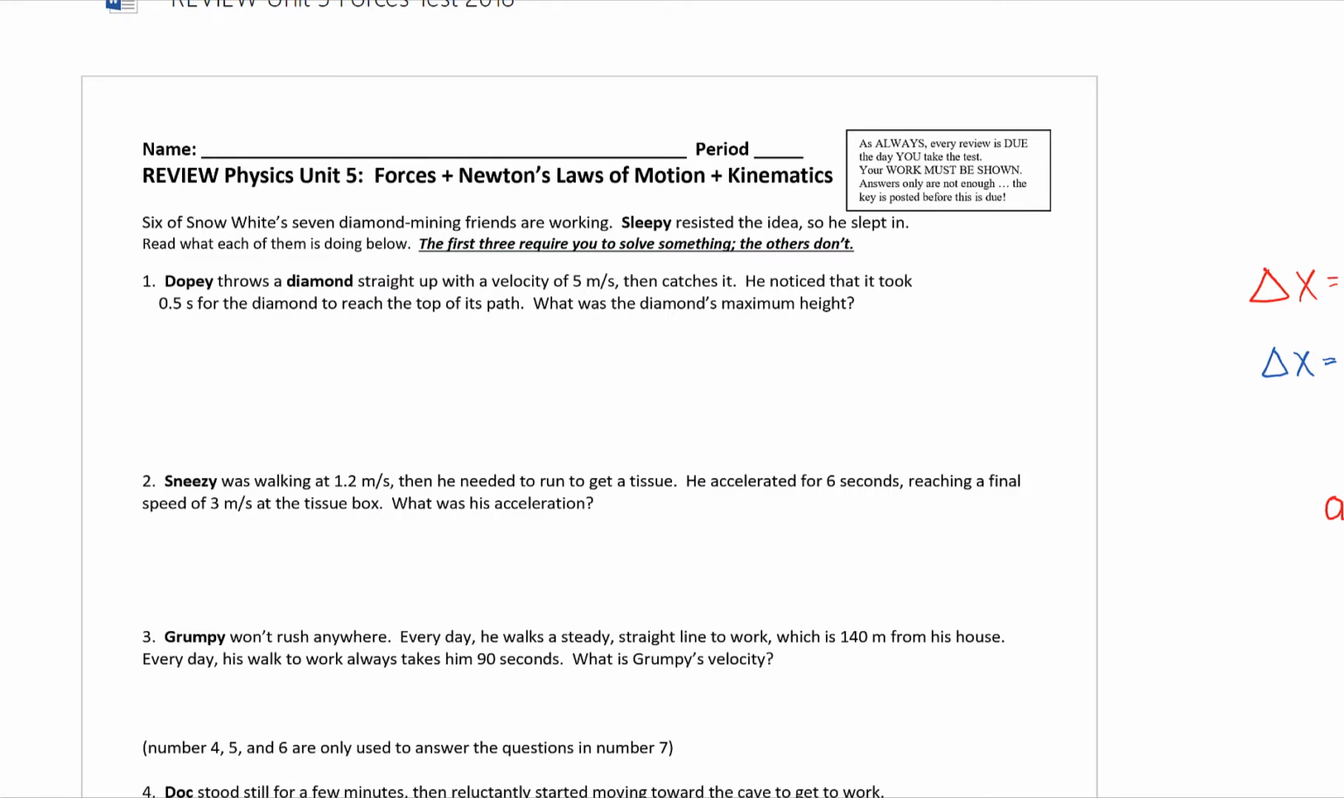So problem number 1. Dopey throws a diamond straight up with a velocity of 5 meters per second, then catches it. He noticed that it took half a second for the diamond to reach the top of the path. What was the diamond's maximum height?